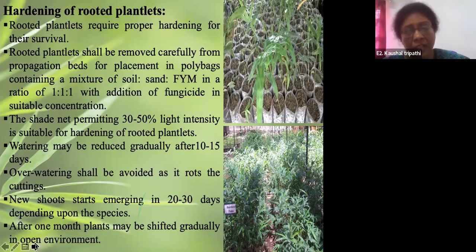We water these polybags, but as the plants get established in the polybags, we can reduce the frequency of watering also. And overwatering should be avoided because otherwise they will rot. And then new shoots will start emerging 20 to 30 days after the cuttings have been transferred to the polybags. After 1 month, the plants will be shifted gradually to the next slide, please.